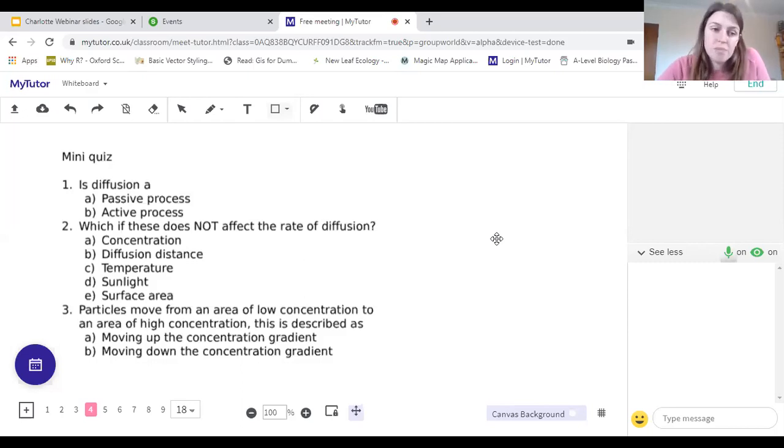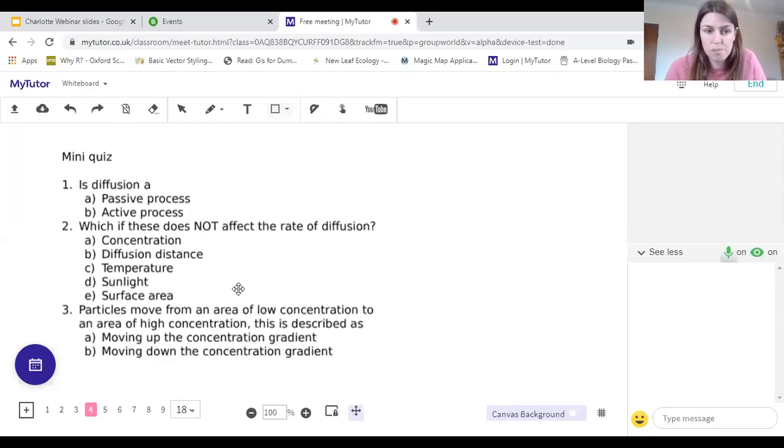Number 2, which of these does not affect the rate of diffusion? So A is concentration, B diffusion distance, C temperature, D sunlight, E surface area. Which of those doesn't affect the rate of diffusion? Good, loads of people saying D, fantastic, that's right. So sunlight doesn't affect the rate of diffusion, but concentration, diffusion distance, temperature, and surface area all do.